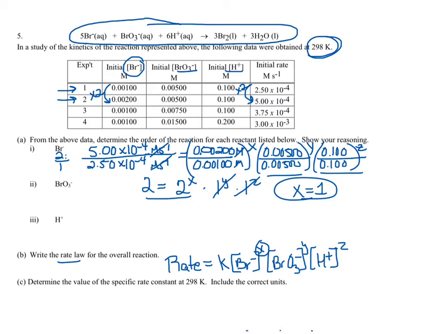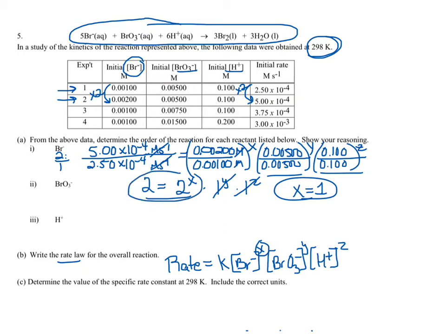If you ended up having more complicated numbers, orders don't have to be whole numbers. They don't have to be 0, 1, 2, 3, 4. They can be decimals or fractions. They can actually even be negatives if you have something that's inhibiting the reaction. But if you had more complicated numbers, you would have to do this mathematically.